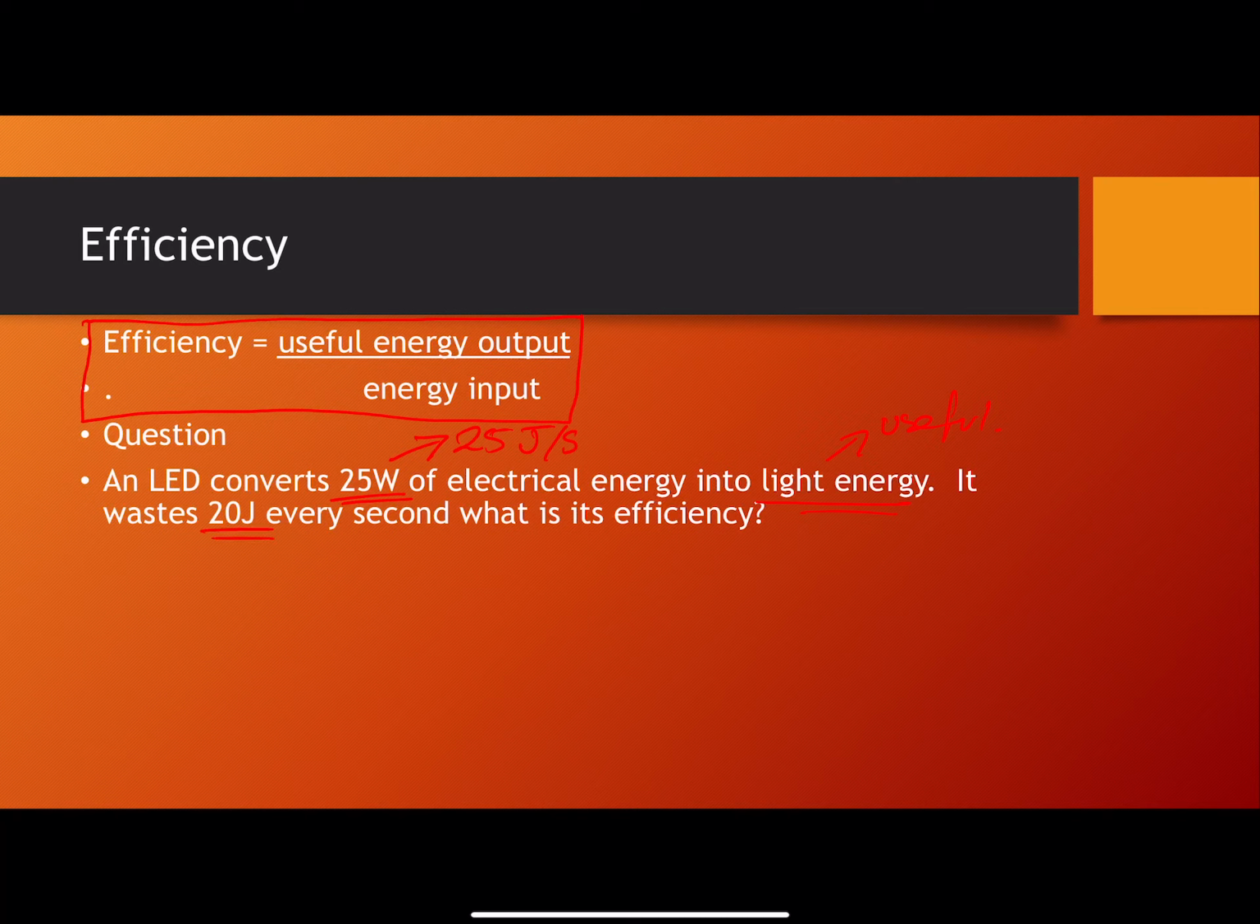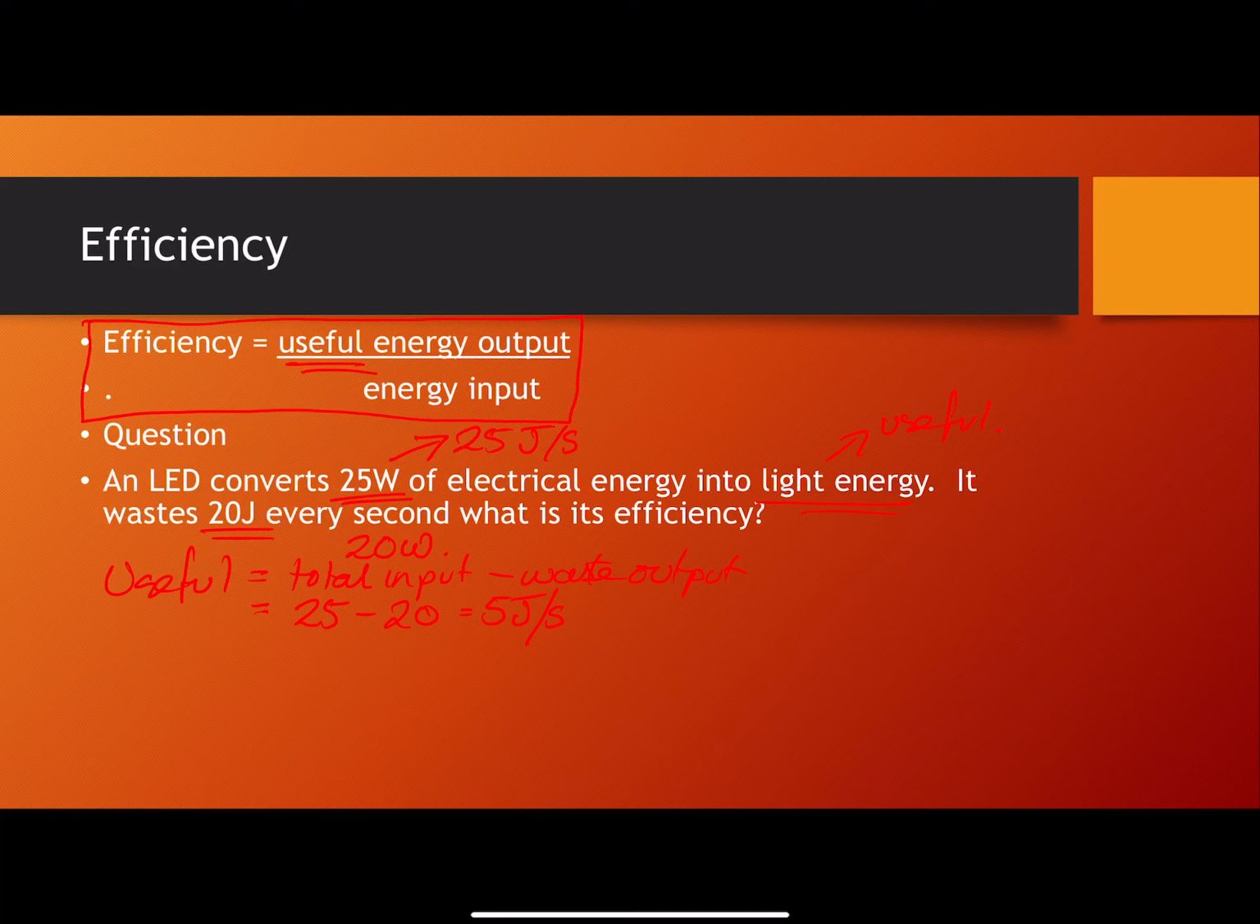What's its efficiency? So we're told how much it wastes every second. That 20 joules every second is actually 20 watts wasted. But we need the useful energy. So let's have a look then. How do we get that? So useful is going to equal the total input minus the waste output. So that will be 25 minus 20, which equals 5 joules every second.